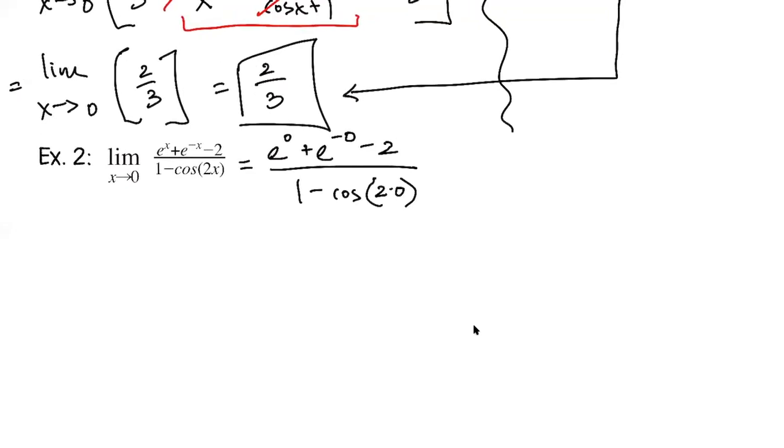All right, so just by plugging in 0, this is what I get. E to the 0 gives us what value? 1. 1, good. Plus e to the negative 0? 1. 1, so 1 plus 1 minus 2. All right, and then cosine of 0? Is 0. I mean 1, sorry. It's 1, yeah. All right, so I've got 0 over 0, so then I know I can use L'Hopital's.